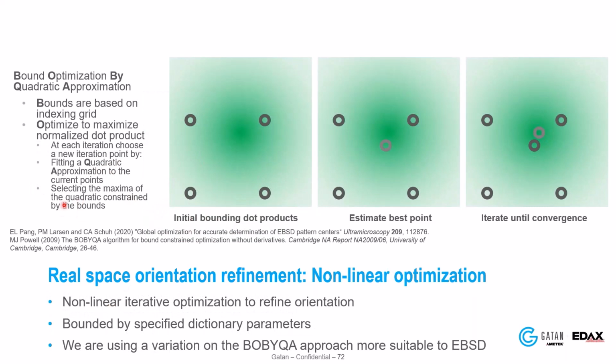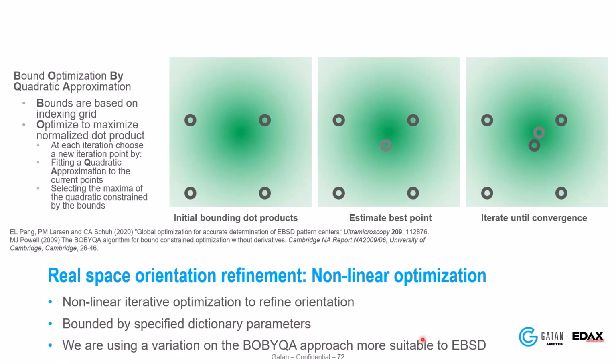This is another approach that Chris Hsu and his group from MIT came up with, using the Bobyqa approximation, which is a nonlinear iterative optimization. We have our initial measurement points here. We estimate the best point, and then with this new information, we iterate until our answers converge with this approach. And we're bounded by our initial dictionary.